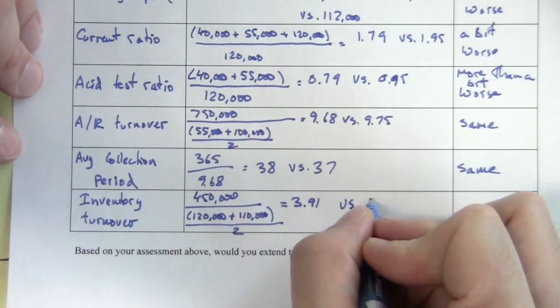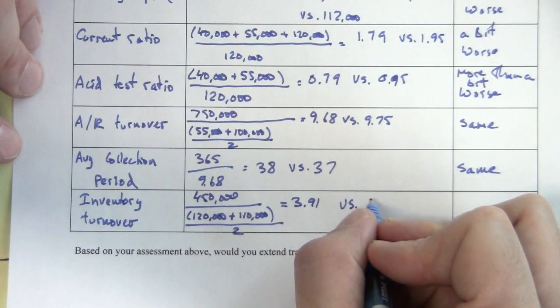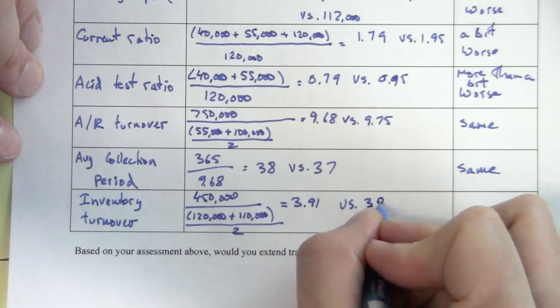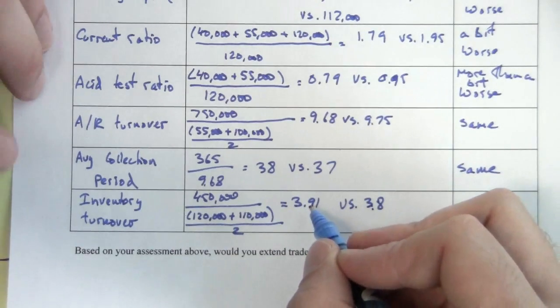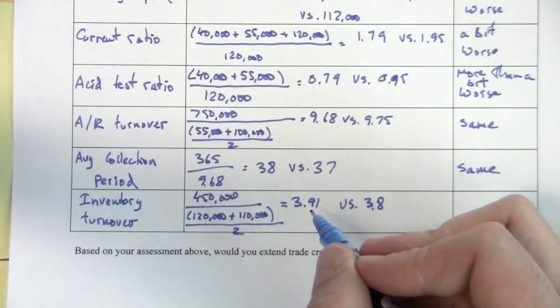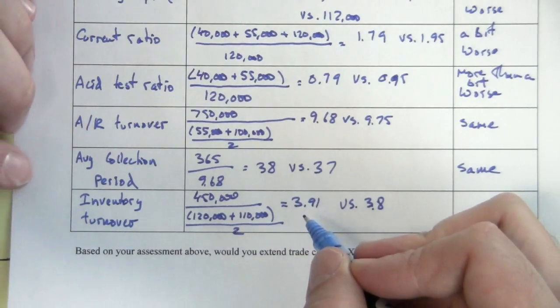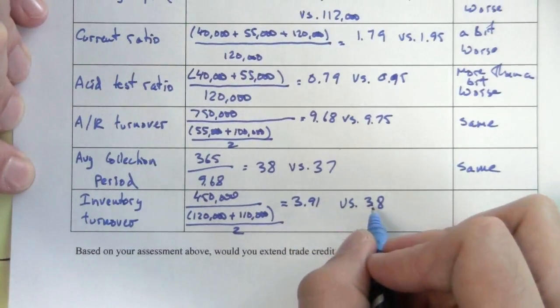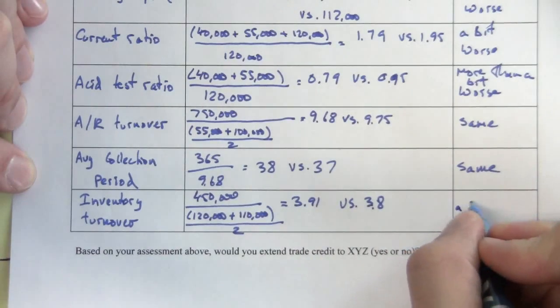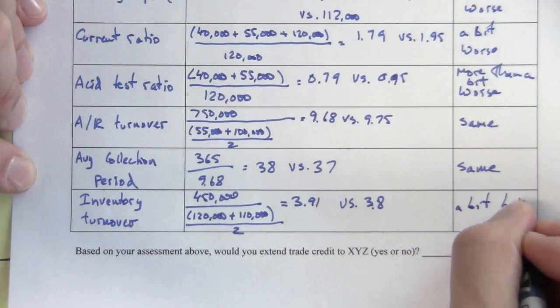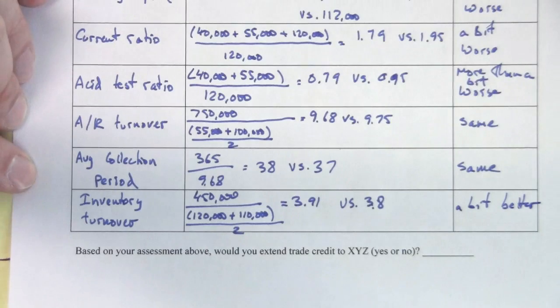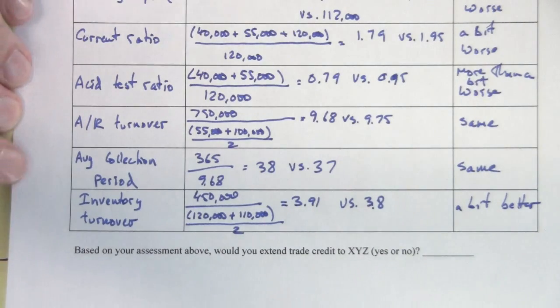Last year was 3.8. And so this is actually better, right? So they're turning their inventory, converting it, more times in a year than they did previously. So we'll call it a bit better. Okay, so now we come to really the crux of the question.